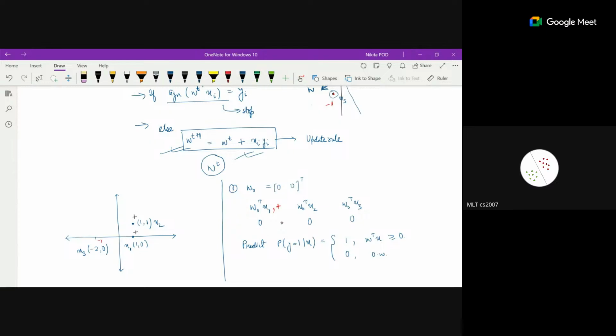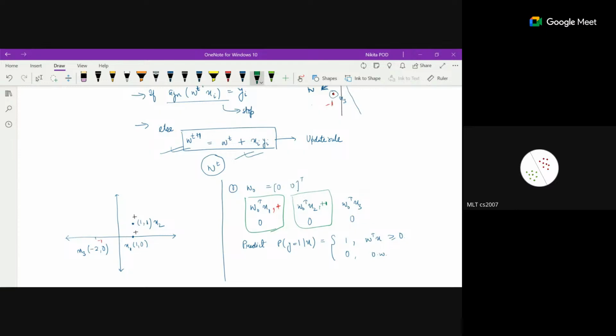Zero you consider as positive. Now, if you look at the second data point, if W transpose x is again zero, then you consider it as positive. So if I look at this second point, then again, this label is +1 and no mistake, right? So this is fine.